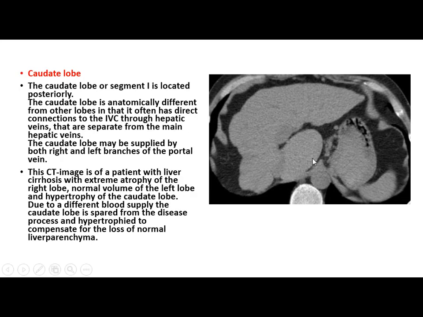This CT image is of a patient with liver cirrhosis. As we see, the right lobe is shrunken, but the caudate lobe is hypertrophied. The left lobe is normal, I think, because the caudate lobe has separated blood supply from the hepatic vein. It's not separate blood supply, it's separate blood drainage. Blood drainage from the hepatic vein to the hepatic vein.